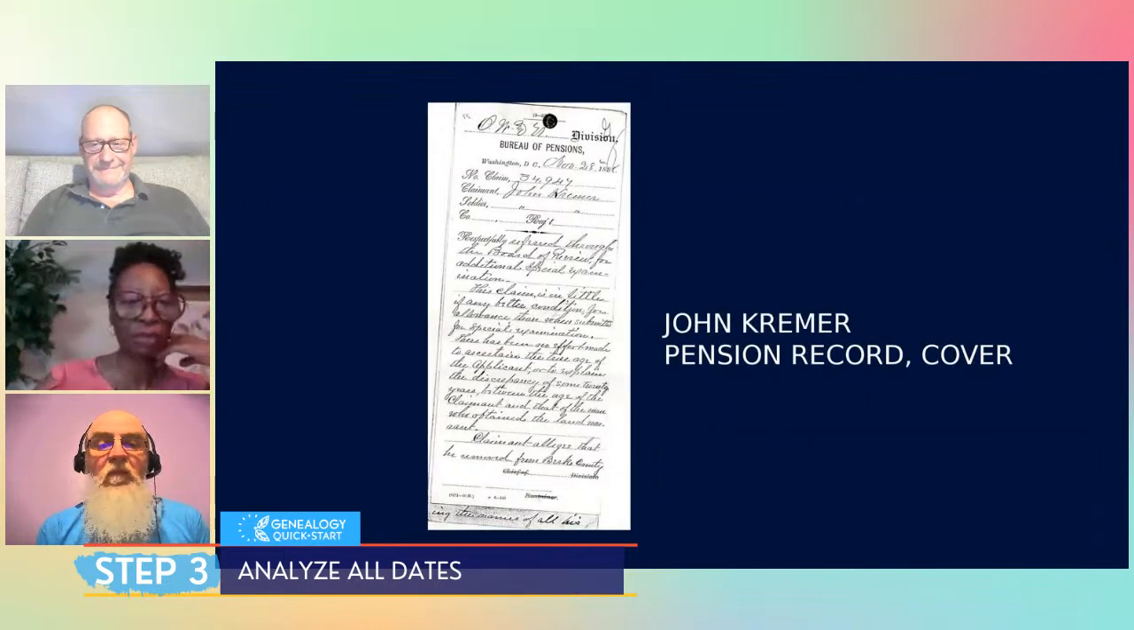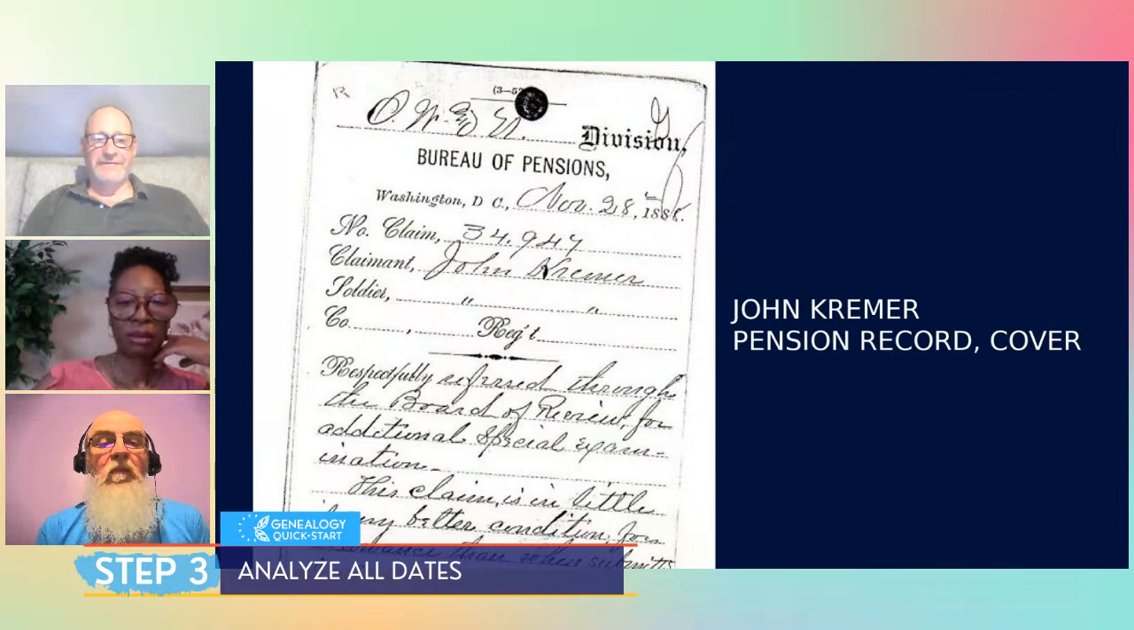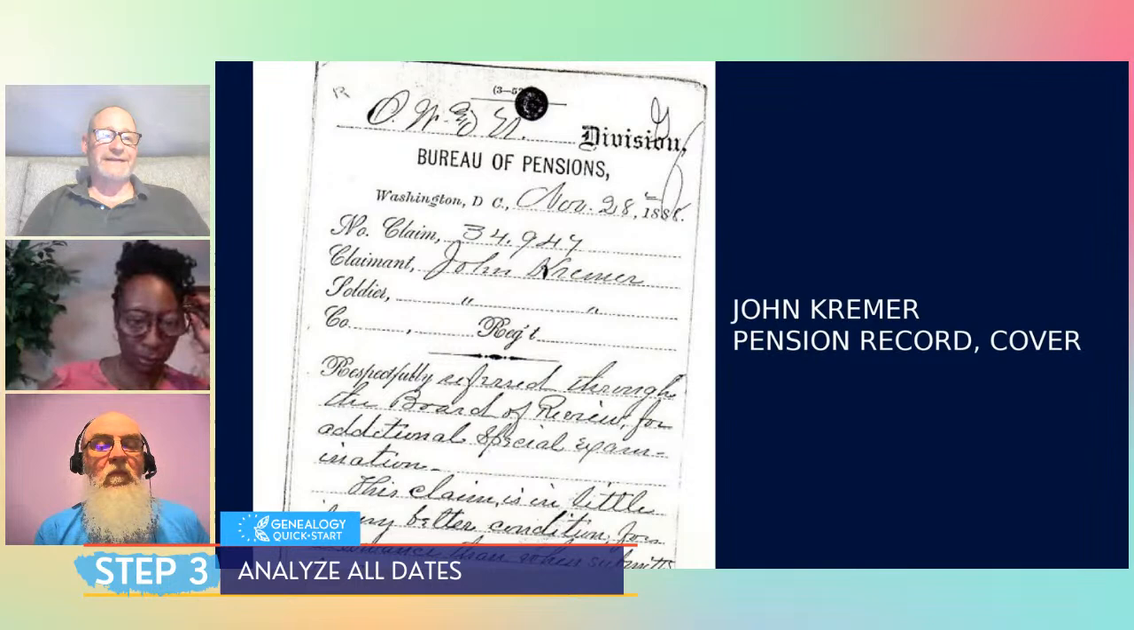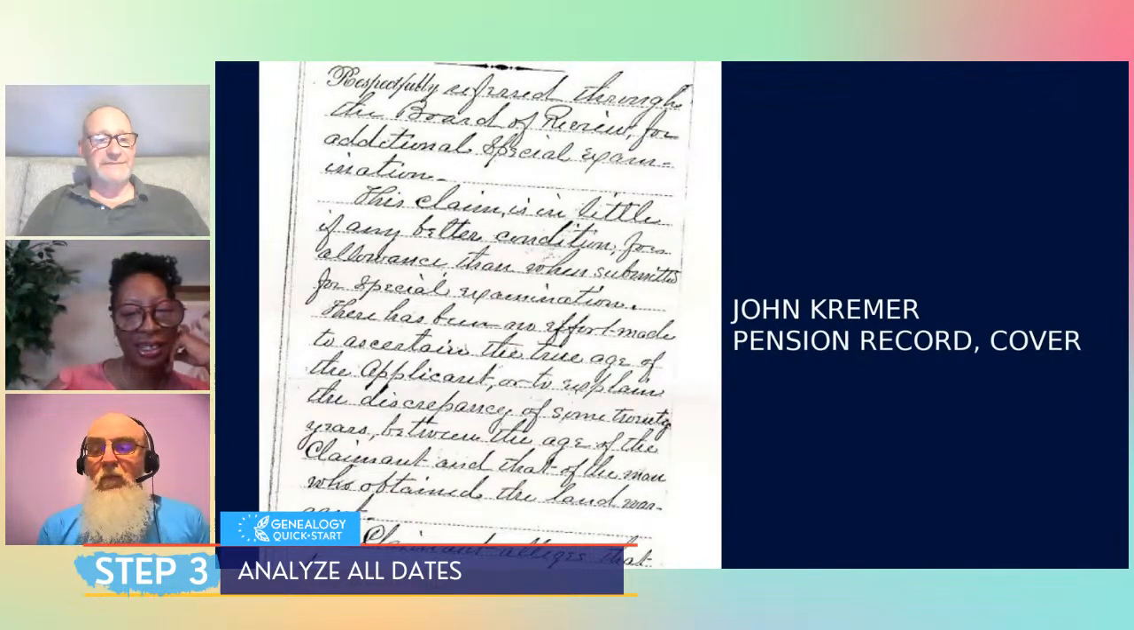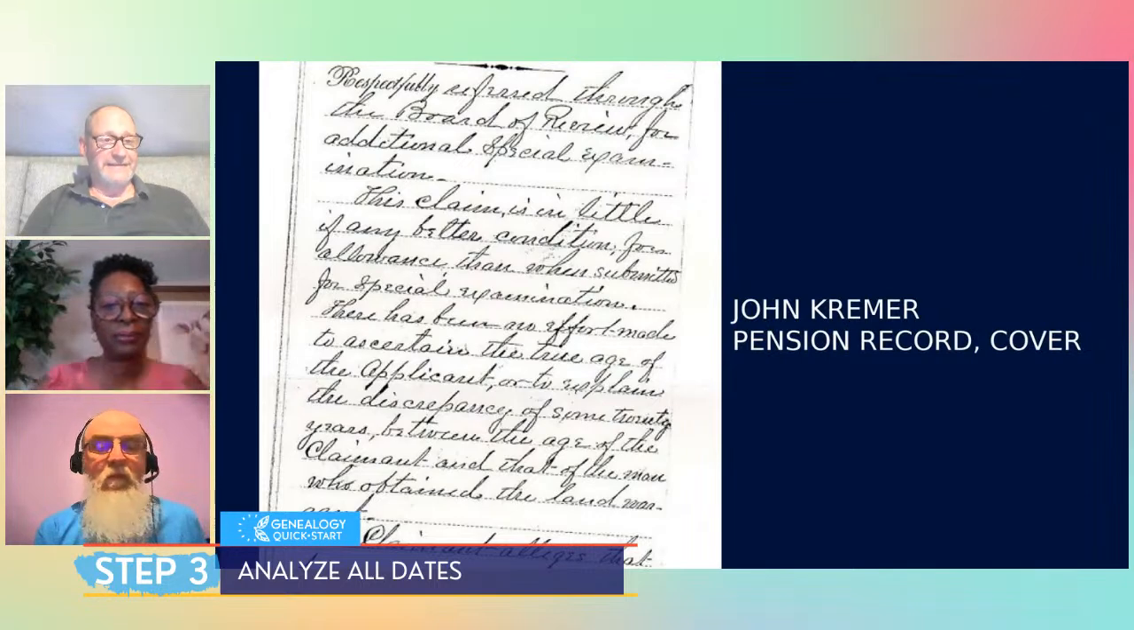All right, we have a pension cover, pension record. Oops, did I go too fast? That's okay. This is of John Kramer, not my ancestor, but a son of my ancestor who was trying to impersonate his father to gain a War of 1812 pension. And this has like 20 years worth of dates in this long and detailed pension file. Wow.